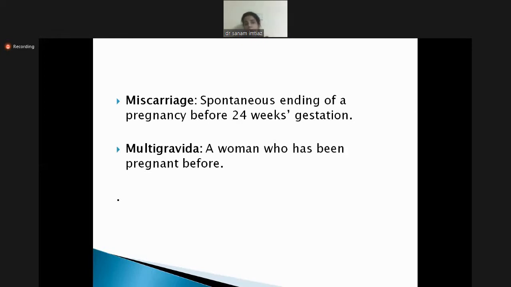Incomplete abortion is when the os is open and the patient has partly passed the products of conception and partly retained them. Complete miscarriage is when a patient has completely passed out the products of conception and her uterine cavity is empty. That's complete. Then there's a missed miscarriage. In missed miscarriage, the patient's pregnancy was viable initially, but then the heartbeat is lost and the complete fetus and everything is inside, the os is closed. That's called a missed miscarriage.